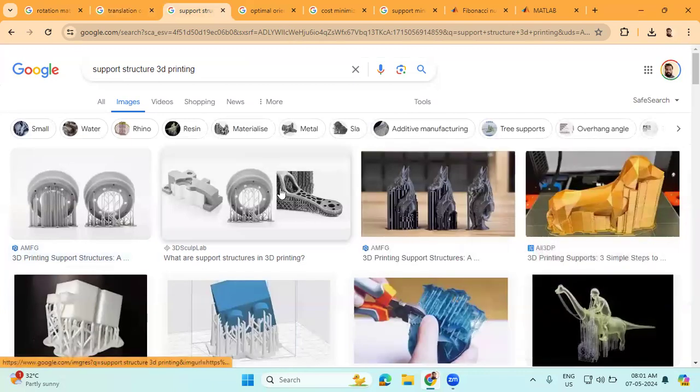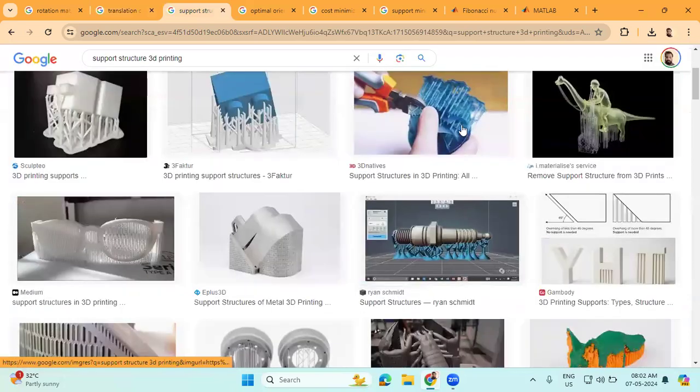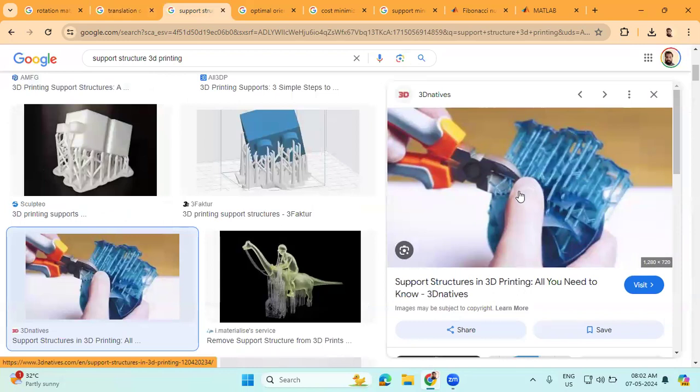The support structure is an additional part that is printed alongside the model and is designed to provide temporary support to the overhanging or bridge structures during the printing process. Without this support, the overhanging or bridge structures would not be able to maintain their shape and could collapse during the printing process. Once the printing process is complete, the support structure needs to be removed. This is called a post-processing operation. This is usually done by manually breaking away the support structure or dissolving it in a solvent.